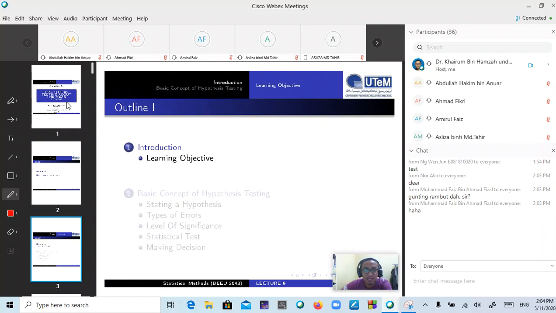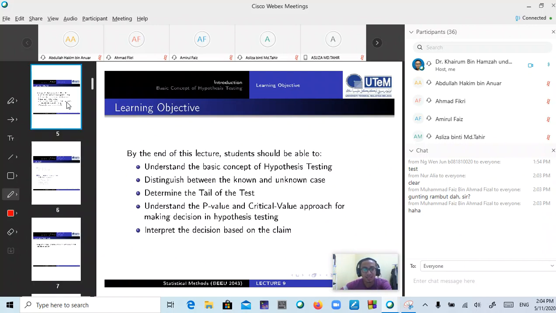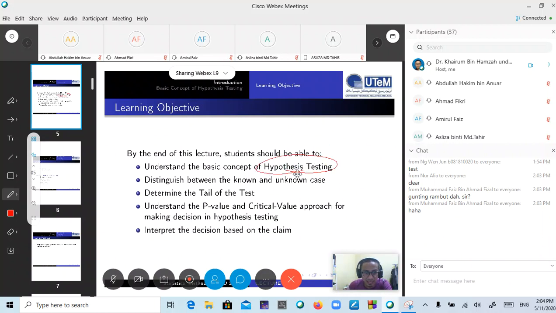Learning objectives for this lecture. By the end of this lecture, hopefully you understand the basic concept of hypothesis testing, and distinguish between known and unknown cases. This refers to sigma, because in some problems we know the sigma. What is sigma? The standard deviation for the population. In some cases we don't know the sigma. If we know the sigma, what method do we use to solve? If we don't know the sigma, what method do we use?